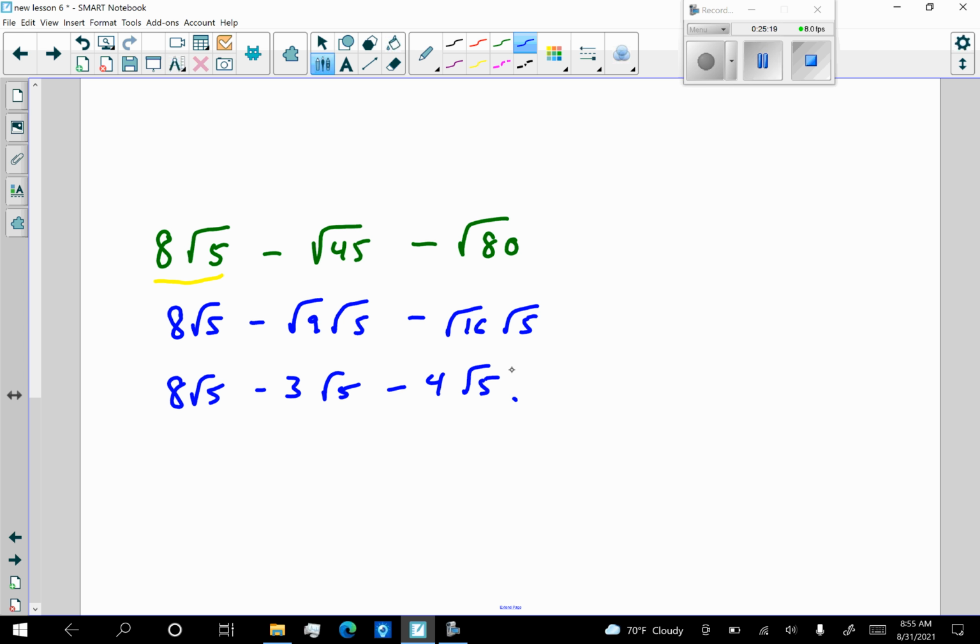It'll dry fine. Okay, so now how many square roots of 5 do I have? 8 minus 3 is 5, minus 4. Oh, looks like I just have 1 square root of 5. And who would have thought?